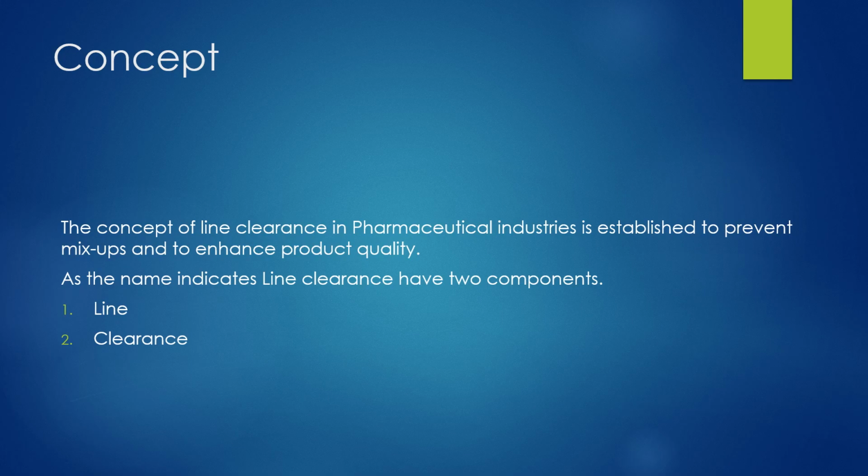Here, as the name indicates, line clearance has two components. If we divide line clearance into two components, component 1 is line and component 2 is clearance, and bringing them together we get line clearance. Let us see what line actually is, what clearance is, how it is done, and how it has to be considered in our daily pharmaceutical activities.